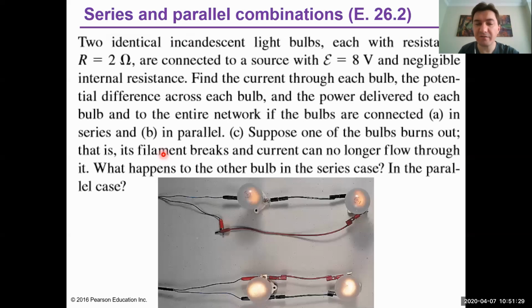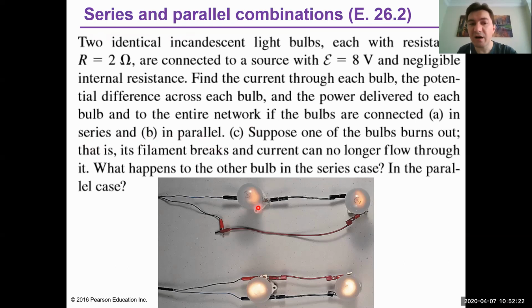So another very nice, very useful example from the book, example 26.2. Here we have 2 identical incandescent light bulbs, each with resistance 2 ohm. This is 2 ohm, this is also 2 ohm, connected to a source with 8 volt EMF and negligible internal resistance. Here we have an EMF and they are connected like this. Find the current through each bulb, the potential difference across each bulb, and the power delivered to each bulb and to the entire network if the bulbs are connected in series and in parallel.